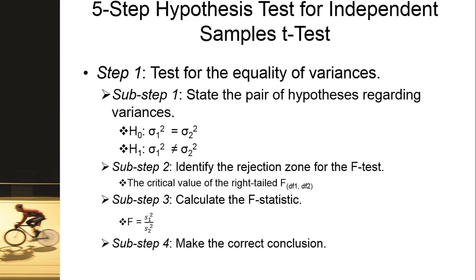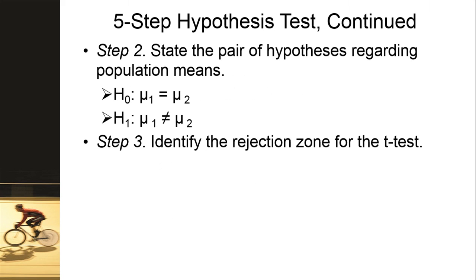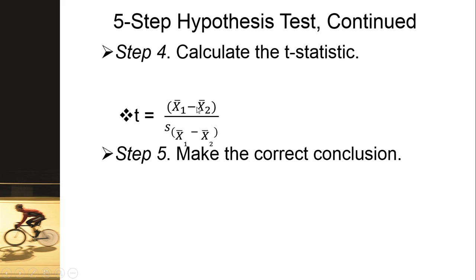In step number 1, you need to do a test for the equality of variance, and that determines which set of formulas to use for the t-test. Step number 2, you need to state the hypothesis regarding the population means, mu1 equal mu2 or mu1 not equal mu2. And in step number 3, you have to identify the rejection zone for the test. And of course, step number 4 is calculate the t statistic.